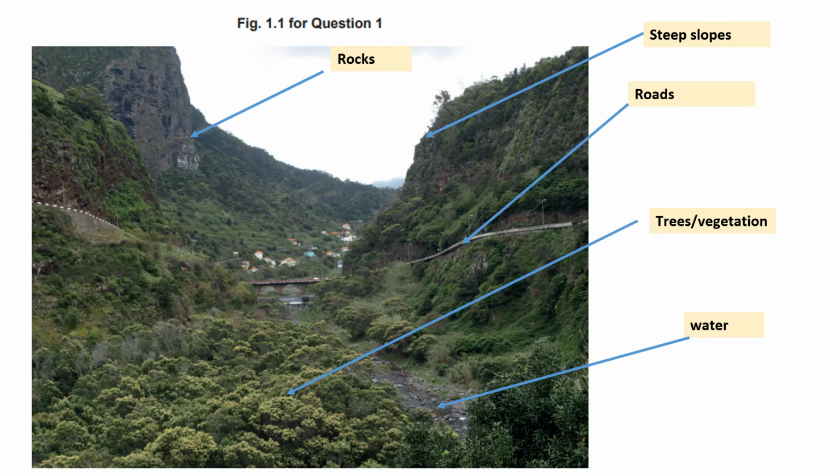Once you're given an insert, the first thing you should do is to label parts of the insert, label parts around the picture. So I've been able to label this part. This is a road, and this is a settlement here. People live in here. This is vegetation with trees. These are rivers, and these are rocks. Then you have steep slopes here.